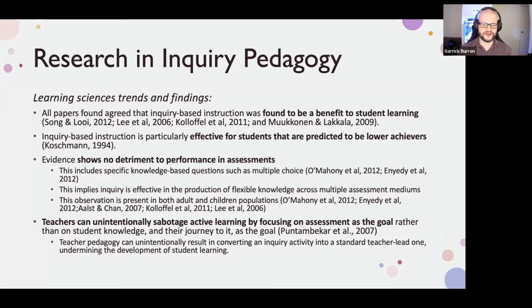This last point here is interesting. Teachers can unintentionally sabotage active learning by focusing on assessment rather than learning as the goal. So when we talk about this type of pedagogy, you can pick up an inquiry lesson and then accidentally trash it by trying to change it so that you're focusing on the assessment rather than the way that the students are working towards the problem, or the way that they are defining the questions. Next slide, please.